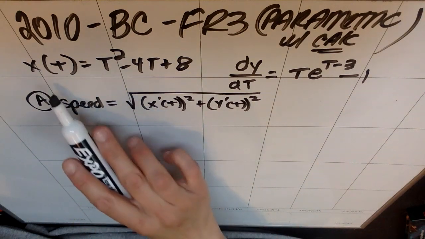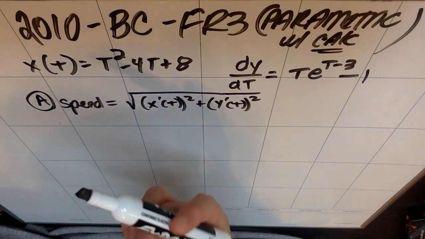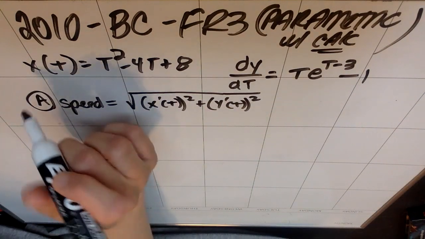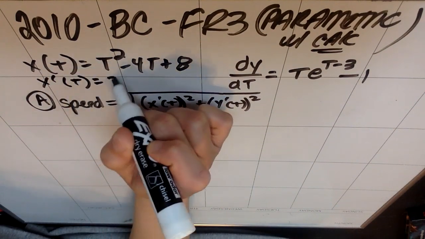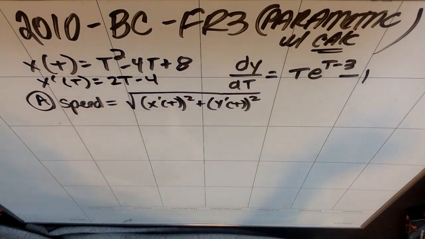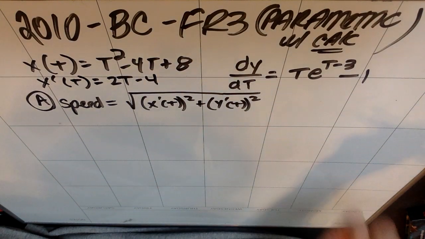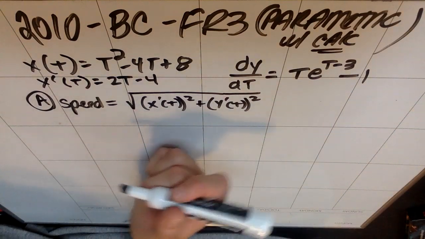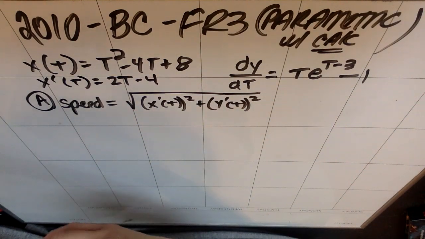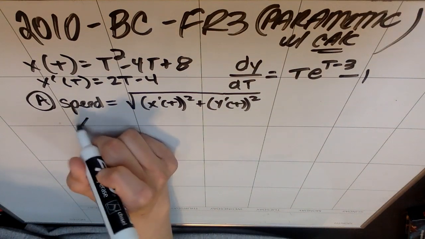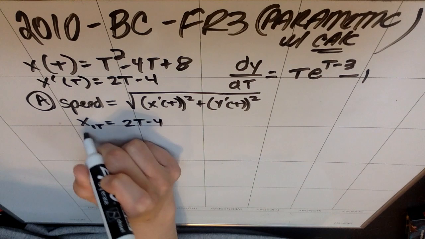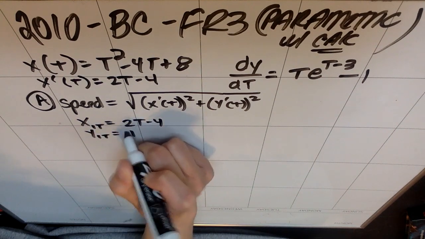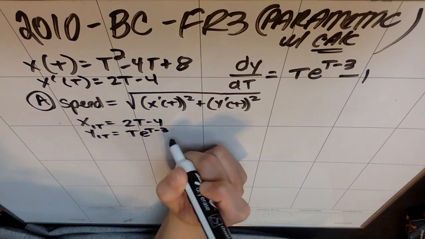If you put x of t in your calculator, you can make your calculator take the derivative at 3. I'm going to make the argument that this is so straightforward, it would be easier to derive it yourself and get that x prime of t is 2t minus 4. So once I know that, I would suggest, and you don't have to do this, but I think it's going to help us later on in other problems, I'm going to put my x1t in my calculator as 2t minus 4, and I'm going to put my y1t as t e to the t minus 3 minus 1.